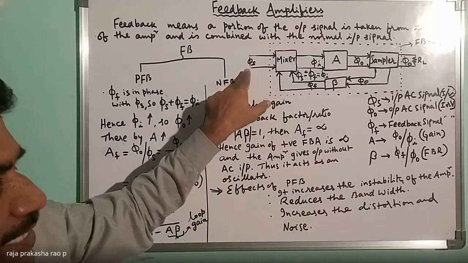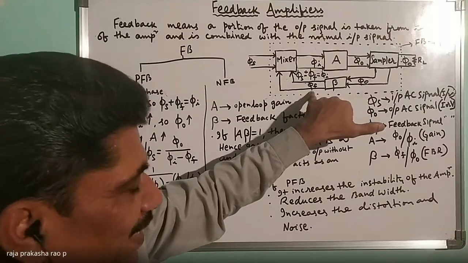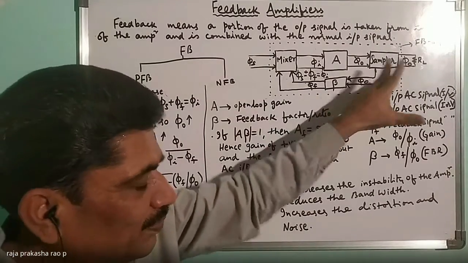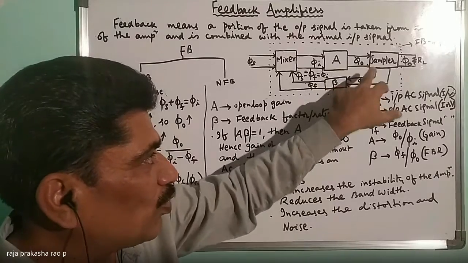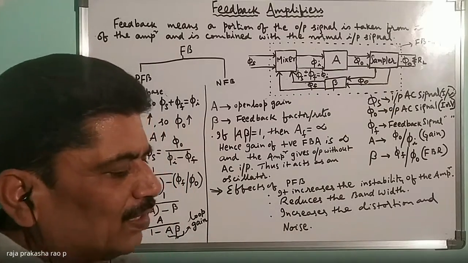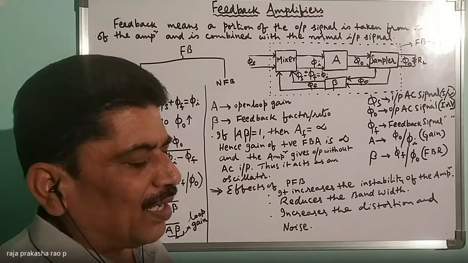Small AC signal, that is φS, is the input signal. So the feedback signal here is φF. It is part of the output of this basic amplifier, that is φ0. How to get a fraction of that? You have to multiply it with a fraction. Then only you get a fraction of the output.